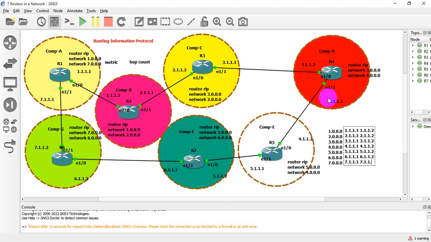So these were the IP addresses, two IP addresses in each network as I showed you. Like in one network there is 1.1, 1.2. Here 2.1, 2.2, 3.1, 3.2, 4.1, 4.2, 5.1, 5.2, 6.1, 6.2, 7.1, 7.2. So these are two IPs in each network.